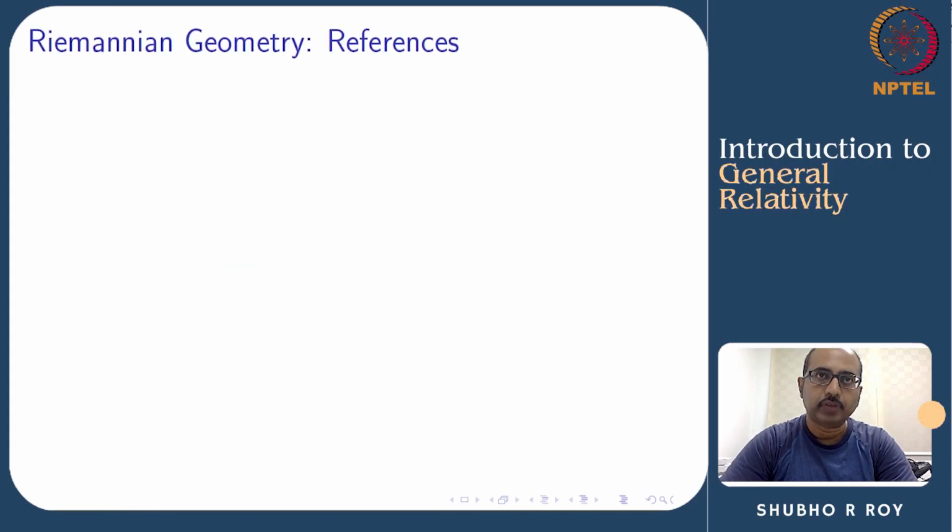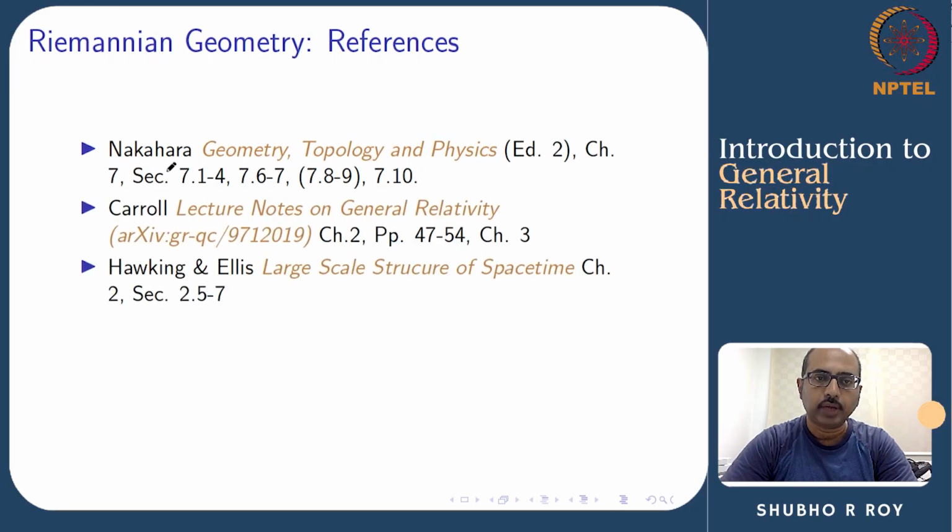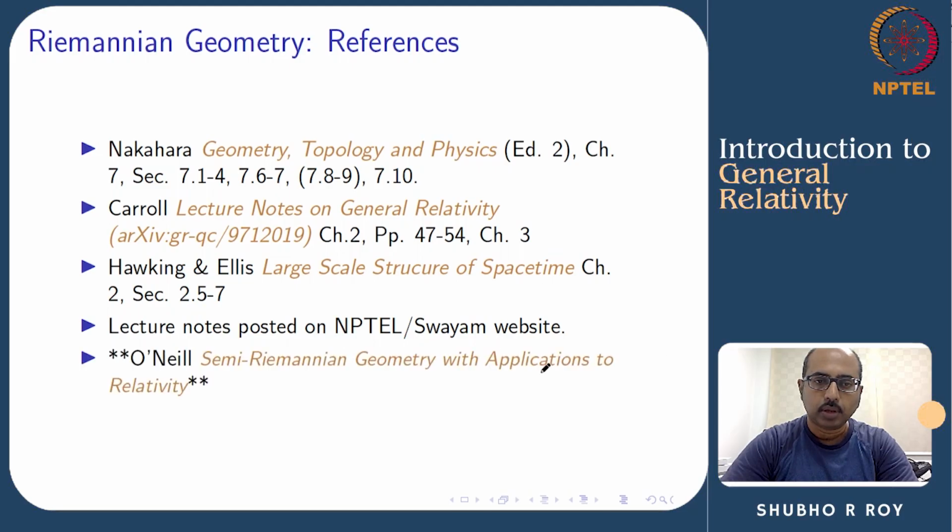So the references for this lecture, especially for the Riemannian geometry part, I will refer to the same text and online resources as last week. That is Nakahara's text, Carroll's online lecture notes, and Hawking and Ellis. The relevant pages or sections are displayed here. And as usual, the lecture notes for this lecture will be posted on the NPTEL-NOC website. And again, as we did last week, I will refer to O'Neill's mathematical text as a resource for those who are looking for a bit more mathematical detail or depth.